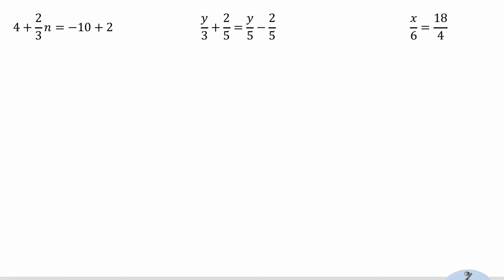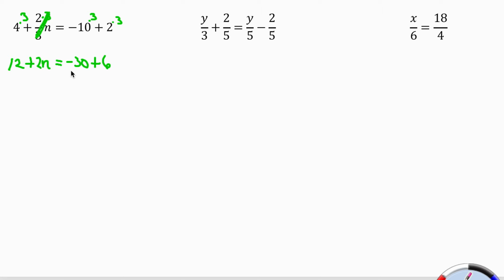All right, let's practice that a little bit more. Oh, fraction. Let's get rid of it because we have an equal sign. Multiply by 3. Everything by 3 all the way across. Okay, 4 times 3 is 12. But right here, those 3's get to cancel, so all that's left is that 2 times n. Negative 10 times 3, 2 times 3.